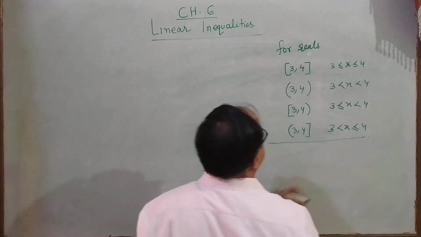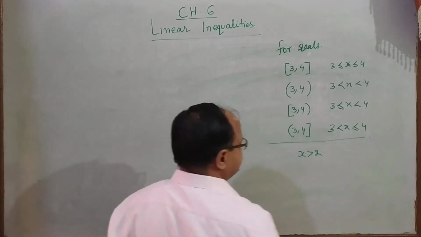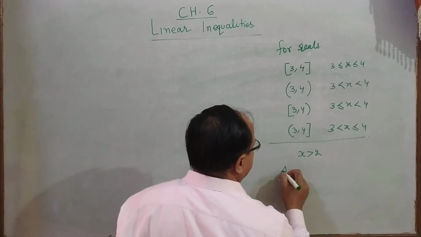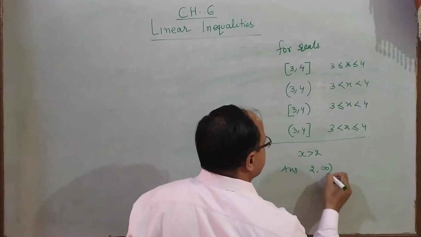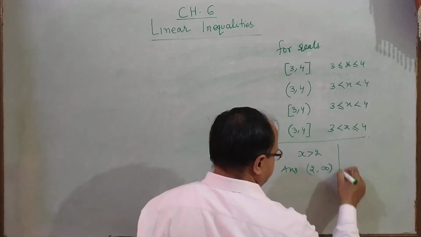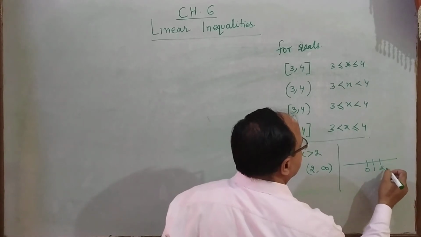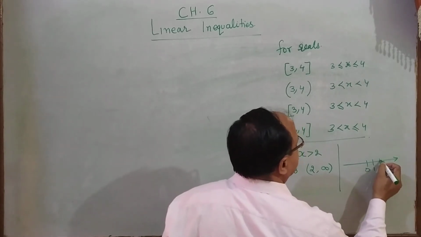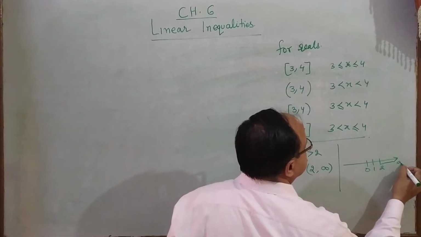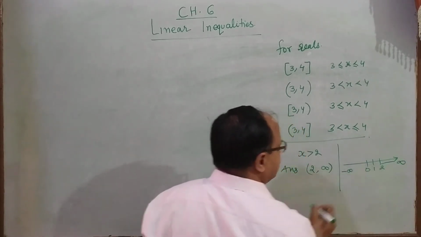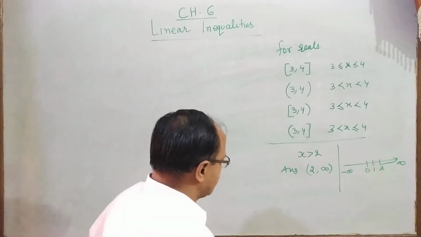Second, for example, your solution is x greater than 2. Then in the answer you have to write 2 to infinity. For example, on the number line with 0, 1, 2, if you want to say your answer is greater than 2, greater than 2 means this portion. This is infinity and this is minus infinity. So it means 2 to infinity.